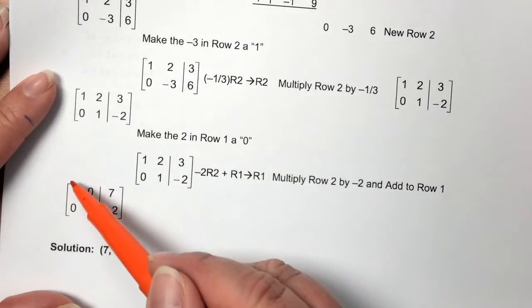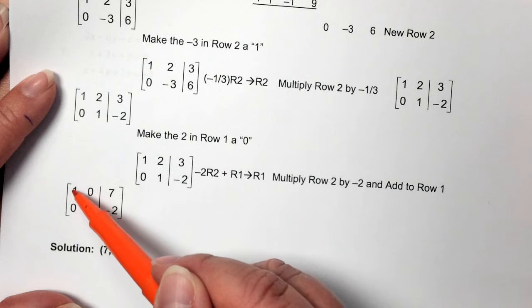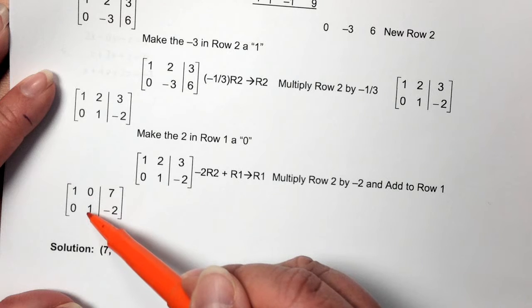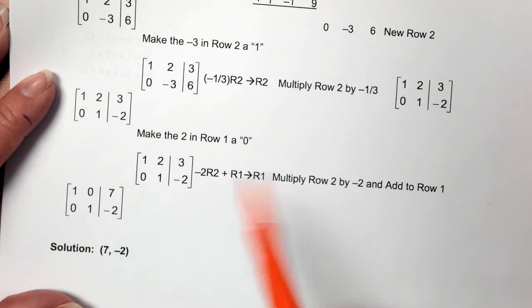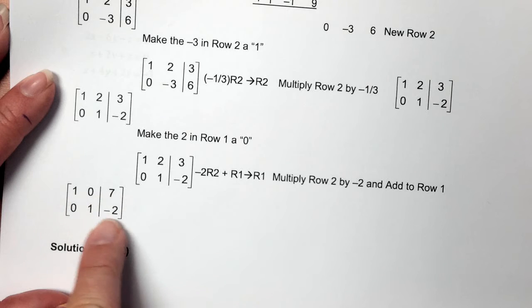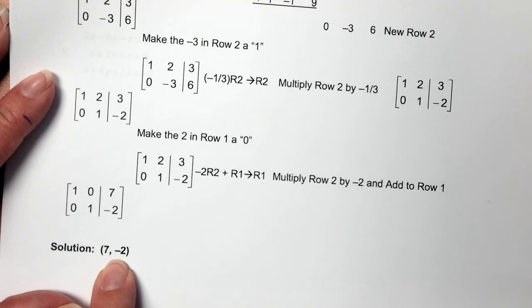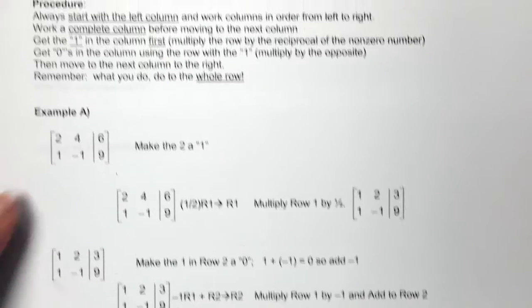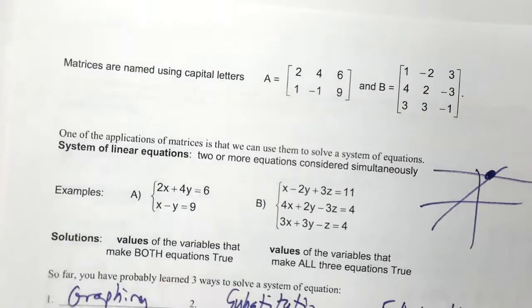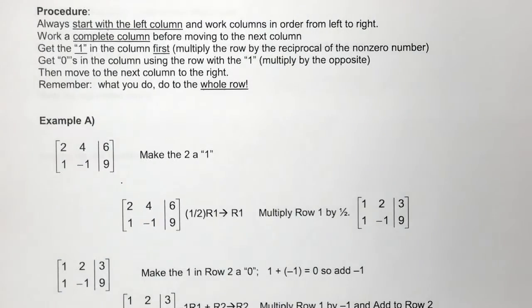Once you've done that, you've got your first column done with a 1 in the top and a 0 on the bottom. Then you get your next column where you've got the 1 on the bottom right and zeros above it. And then whatever you read off should be your answer. So this answer would be x equals 7, y equals negative 2. Notice that's the same exact system of equations that we started with a while ago when we did our substitution, elimination, and graphing. That was the exact same system of equations. So you know that answer is correct.